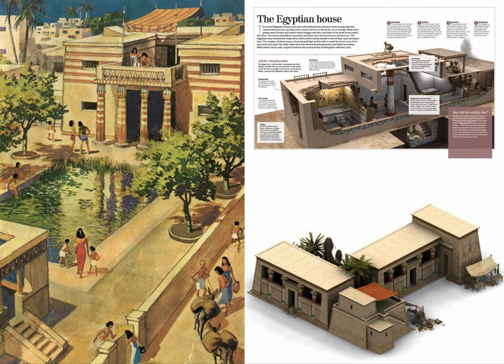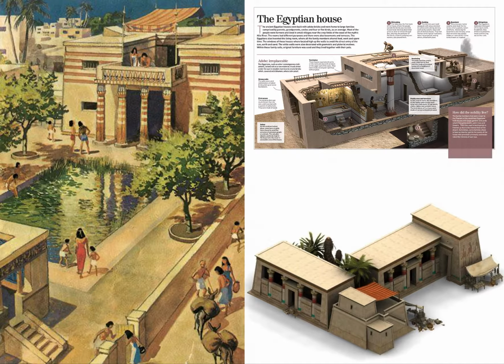Here are some recreations by artists. The one on the left is clearly an illustration. The one on the bottom right is a model. And the one at the top actually dissects what the house looked like on the inside.